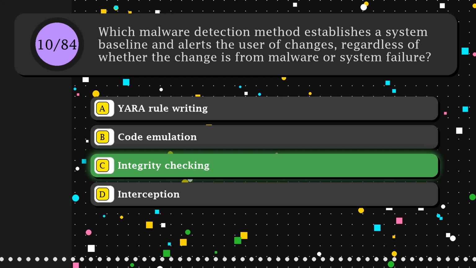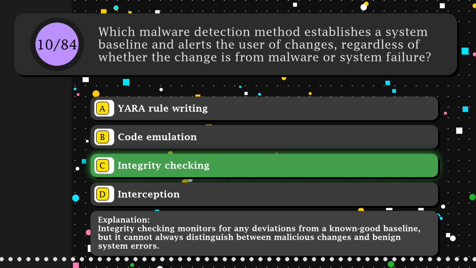The correct answer is option C. Integrity checking. Integrity checking monitors for any deviations from a known good baseline, but it cannot always distinguish between malicious changes and benign system errors.